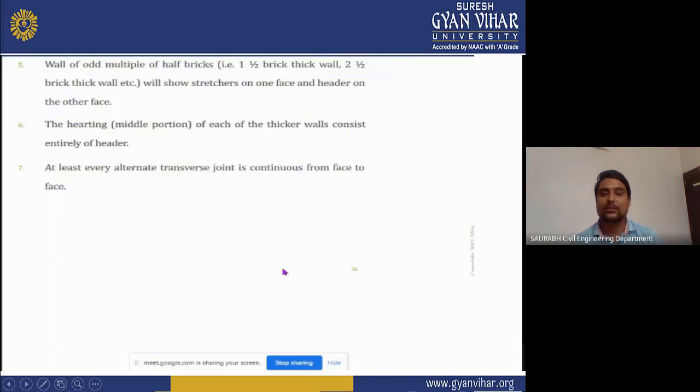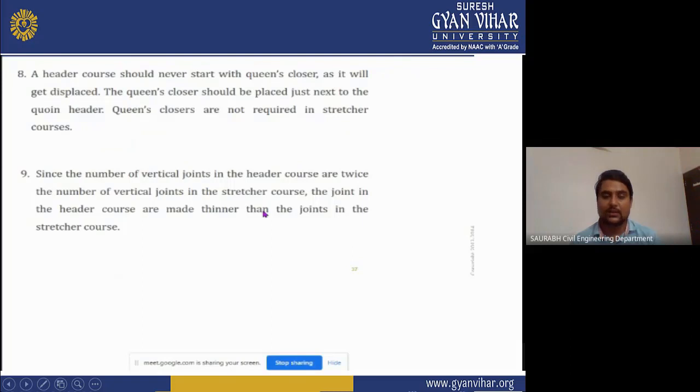The heading of each of the thicker walls consists entirely of headers. At least every alternate transverse joint is continuous from face to face. The header course should never start with the queen closer as it will be displaced. The queen closer should be placed just next to the quoin header, and queen closers are not required in the stretcher course. Since the number of vertical joints in the header course is twice the number in the stretcher course, the joints in the header course are made thinner than the joints in the stretcher course.